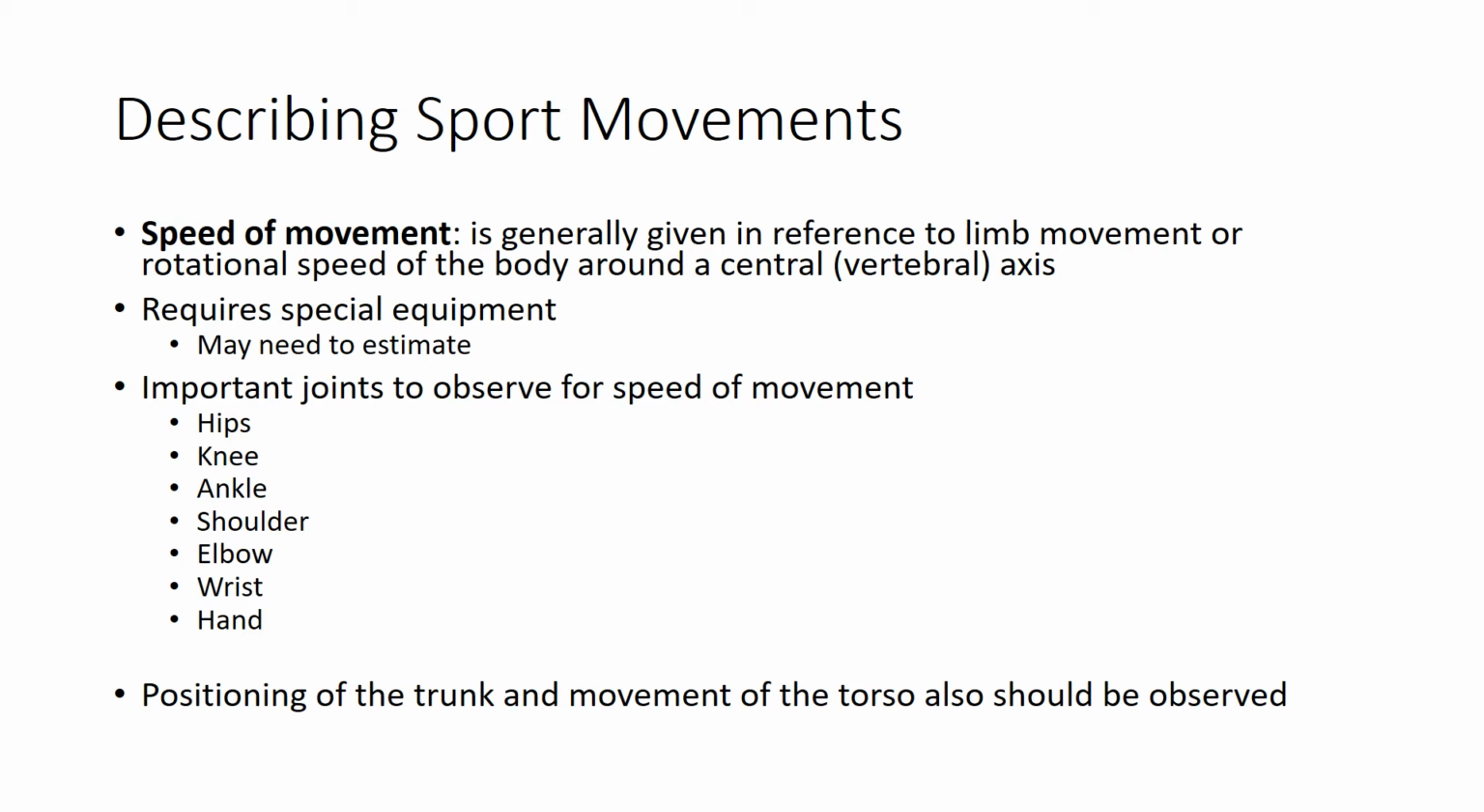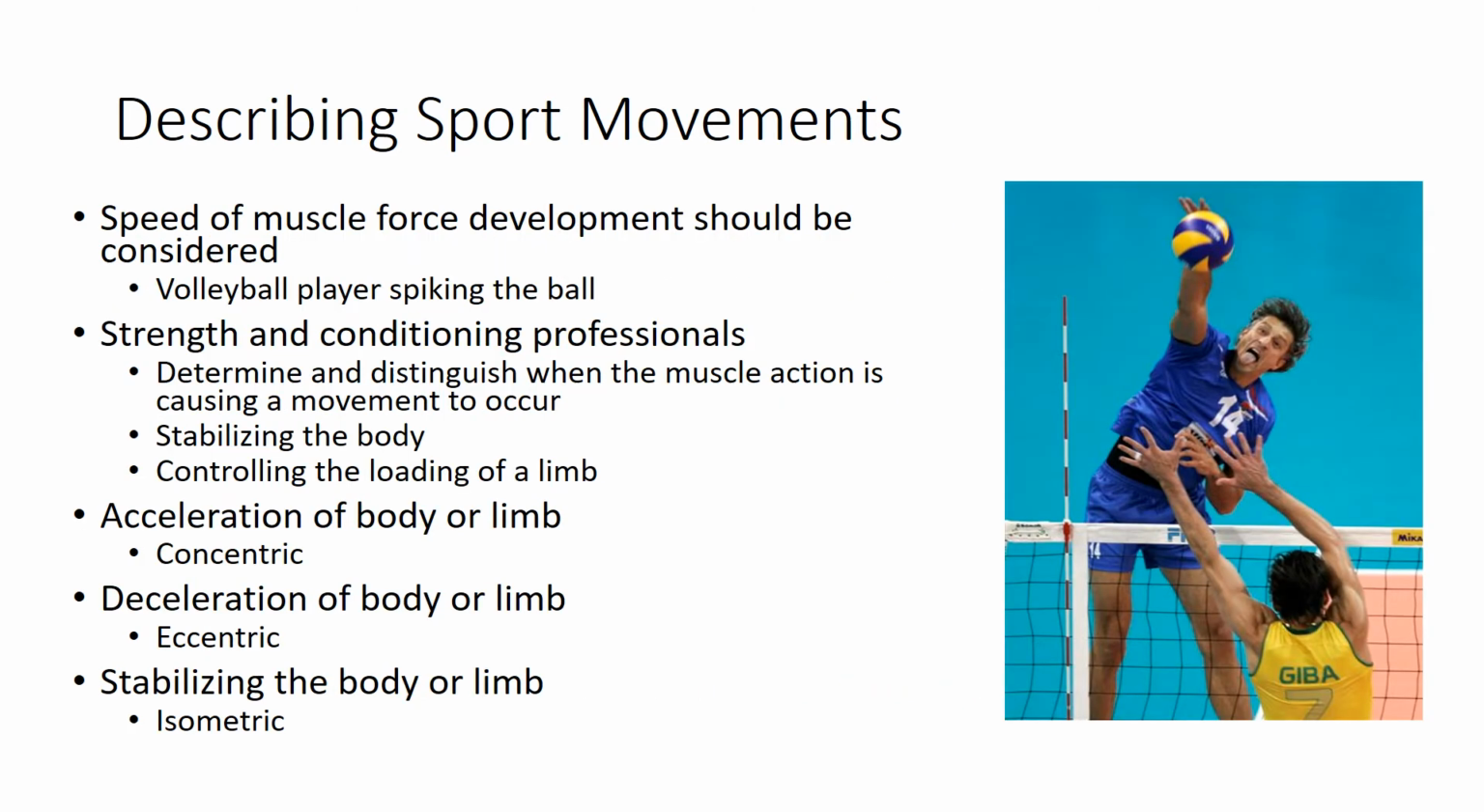It is important to observe joints that are vital to movements within the action. Primarily in most sports, that is observing speed of the movement at the hip, knee, ankle, shoulder, elbow, wrist, or even the hand. Further, positioning of the trunk and the movement of the torso throughout all athletic movements should be considered. Speed of muscle force development should be considered as well. This relates to performing athletic movement and stabilizing the torso and body throughout an action, such as keeping the torso upright during a spiking motion in volleyball.